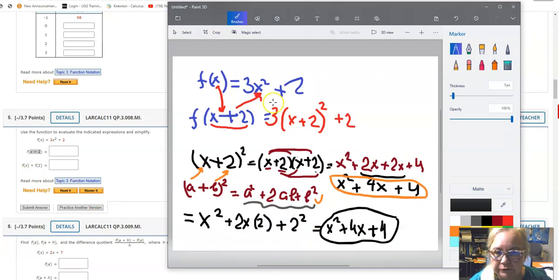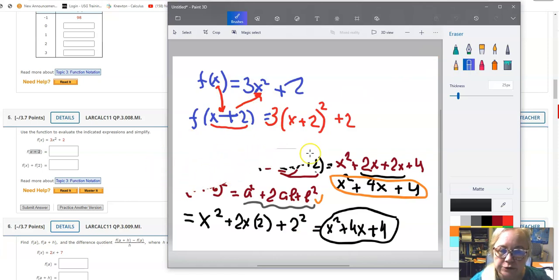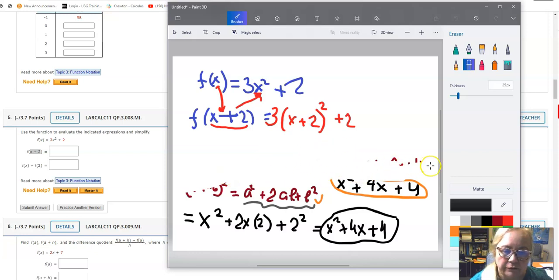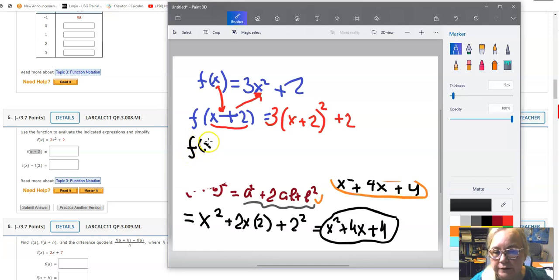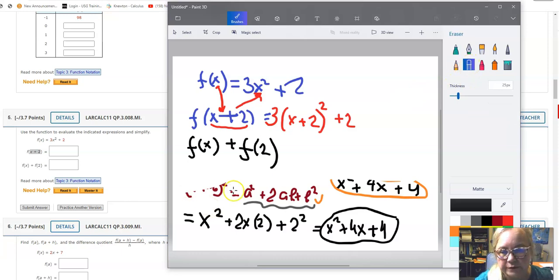Do you see the difference between this expression, f of x plus 2, and the expression f of x plus f of 2? I see the difference. So what happens here, you will need to find f of x, you need to find f of 2, and add those two and combine like terms, I assume. But we will see whether we will have them or not.